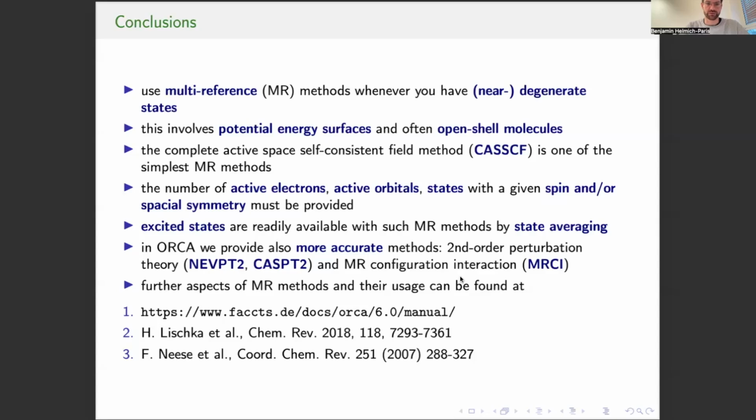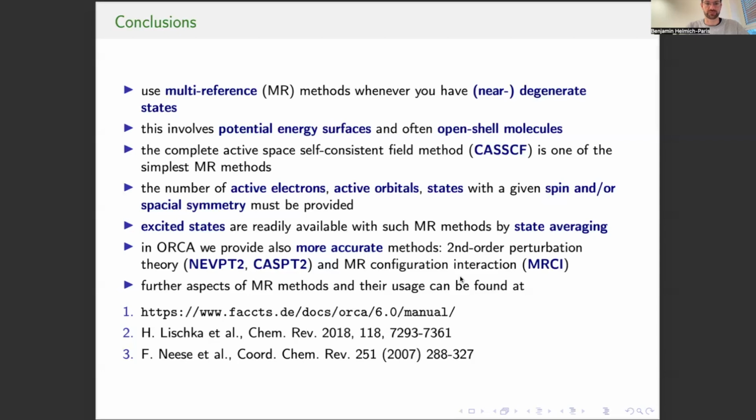In ORCA, we also have more accurate methods available. The most prominent ones are based on second-order perturbation theory and are called NEVPT2 and CASPT2. If you need higher accuracy, you should also use multi-reference configuration interaction or even multi-reference coupled cluster methods, which are also available.